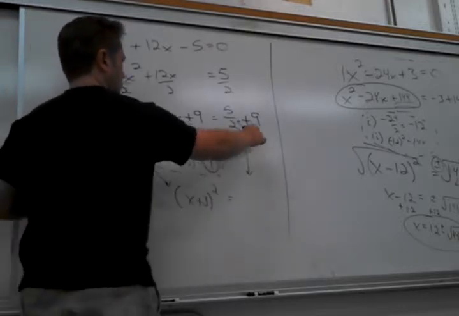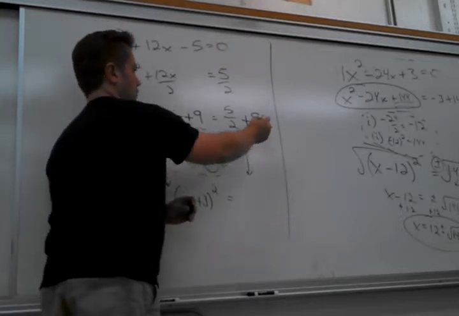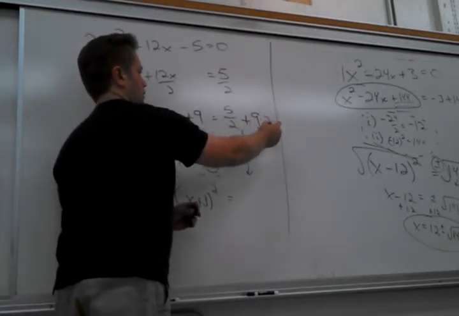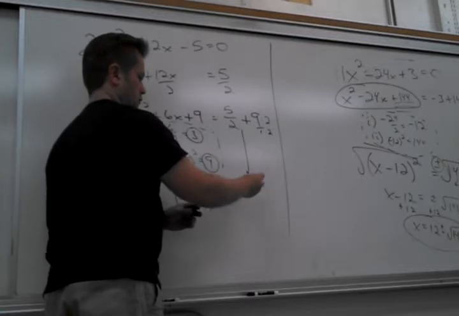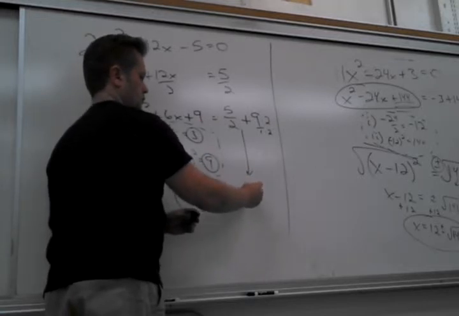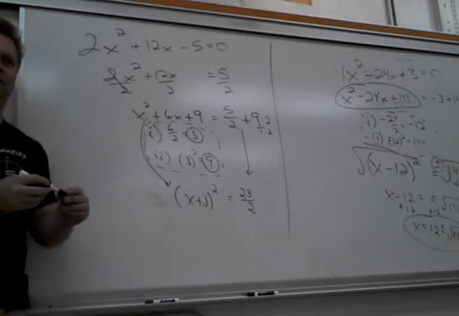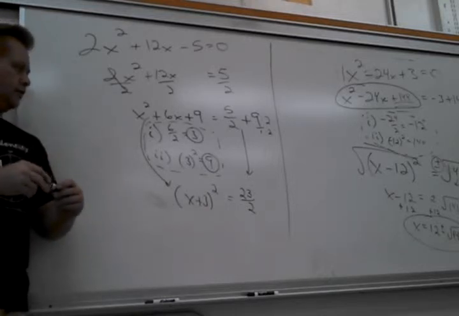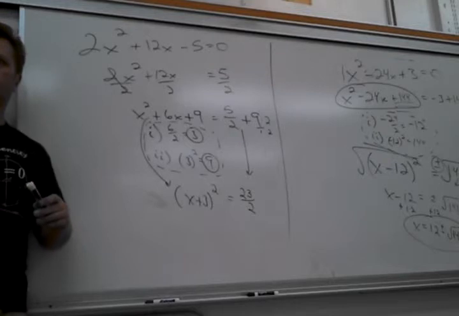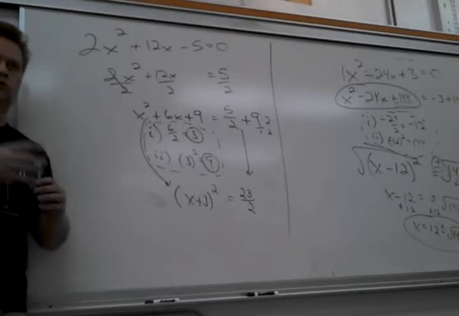And this, how do I add those together? Common denominator. Yeah, 2. So you get 5 plus 18. Okay, I'm sorry, 23. Yeah. Now square. No, he's right, go ahead.